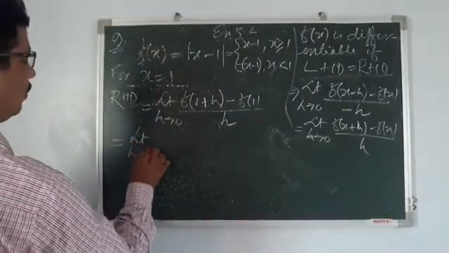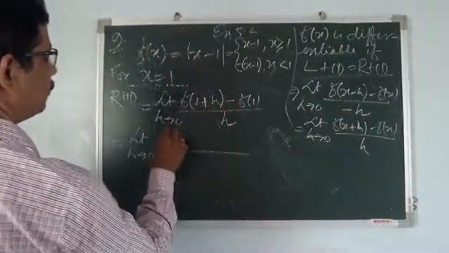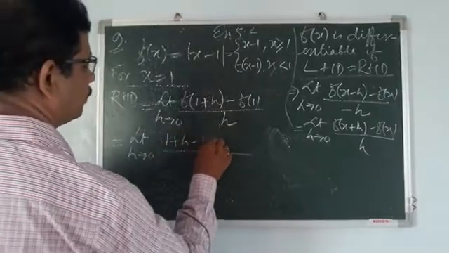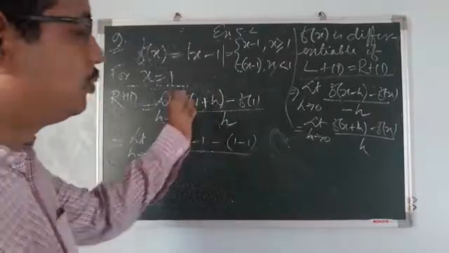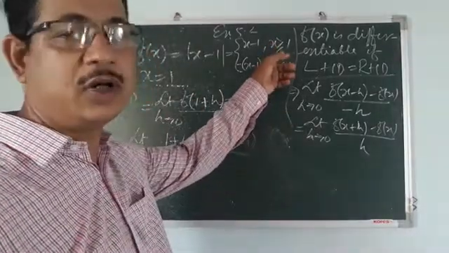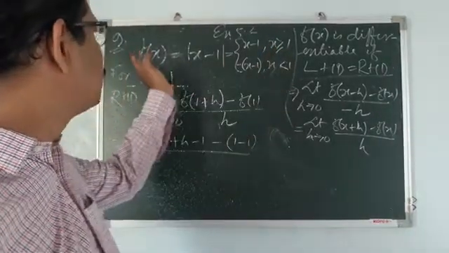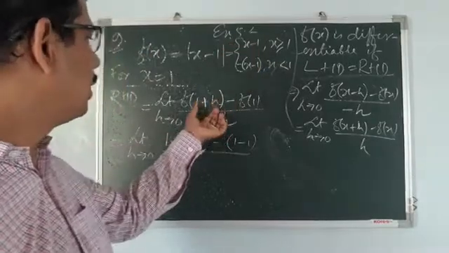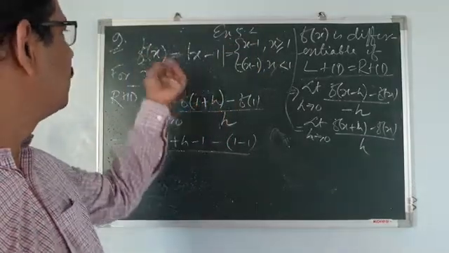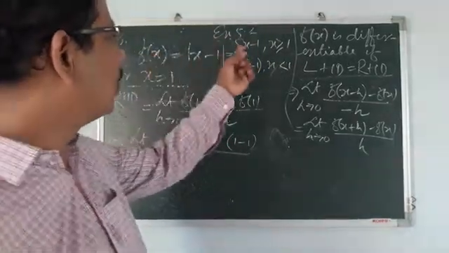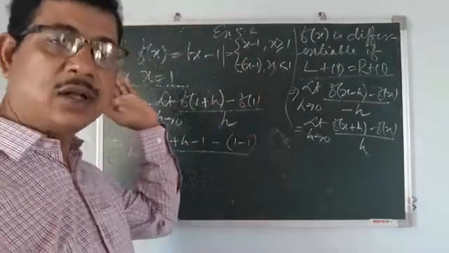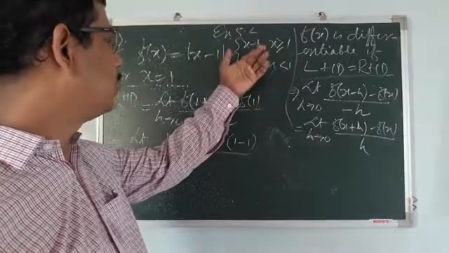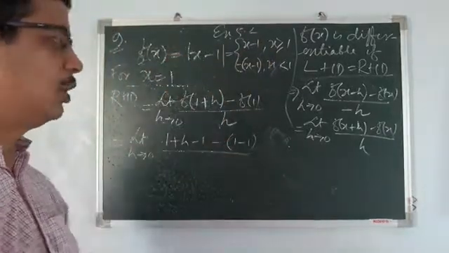So what will be the value of this one? It is f(1 plus h) minus f(1). I again want to repeat, 1 plus h means greater than 1, so f(x) will be this. But our x is 1 plus h. If we put 1 plus h minus 1, I have written f(1) just like done earlier, x minus 1 it will be 1, so it is 1 minus 1.